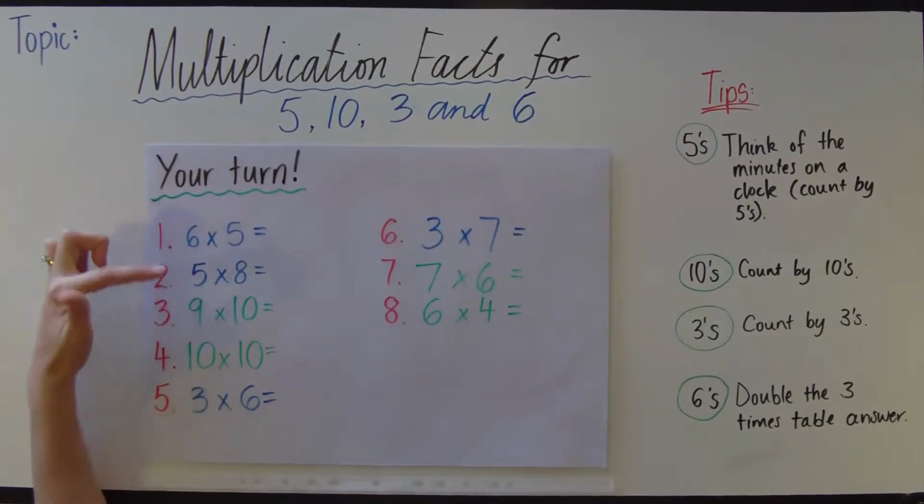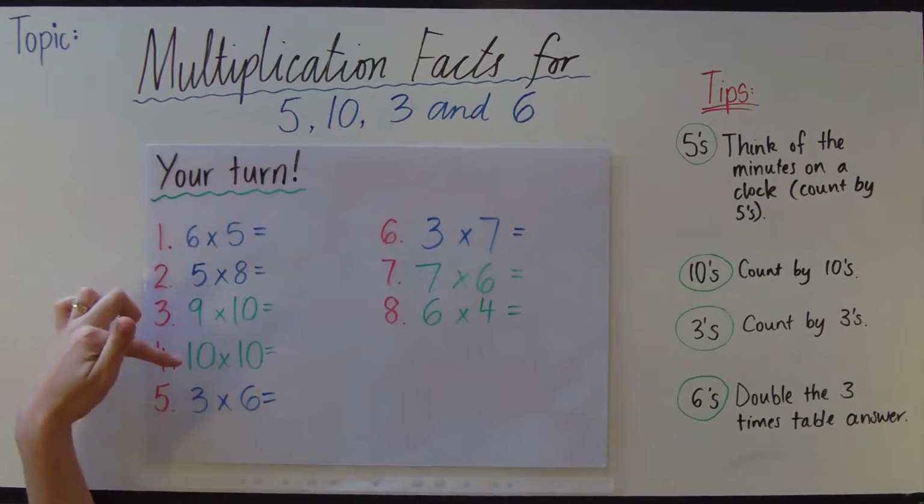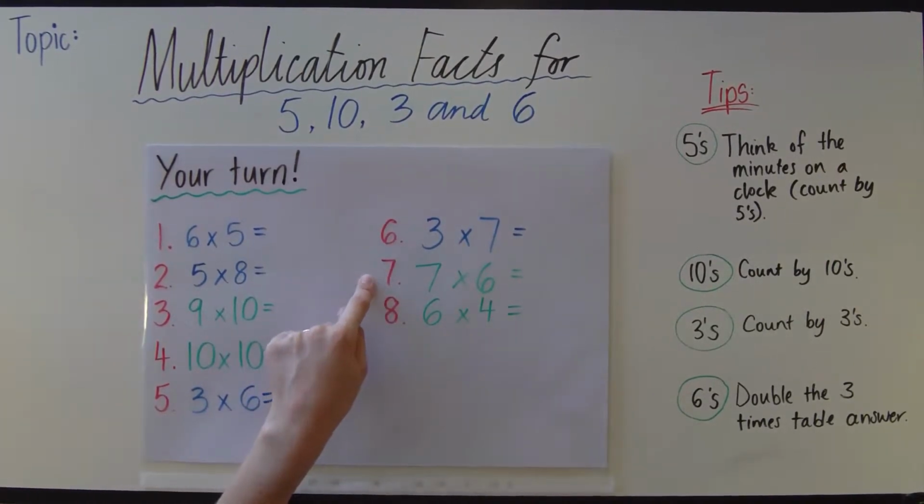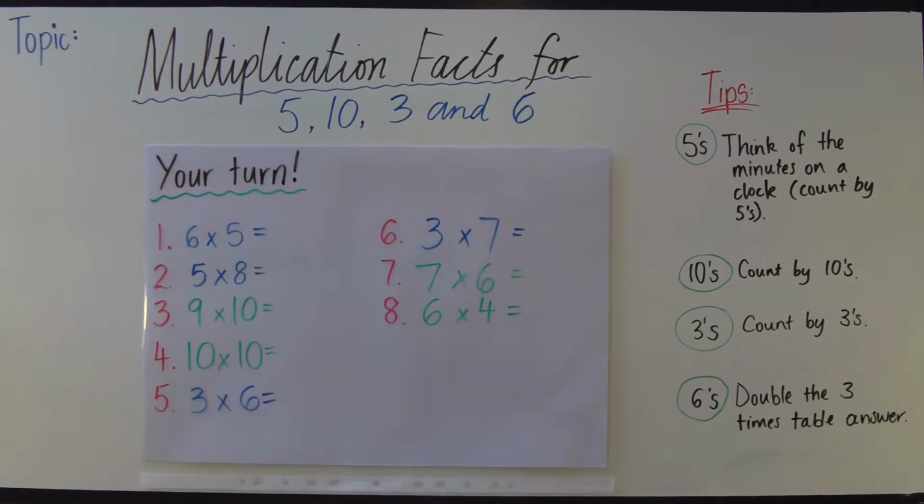So we've got a few here to try out. We've got 6 times 5, 5 times 8, 9 times 10, 10 times 10, 3 times 6, 3 times 7, 7 times 6, and 6 times 4. So Year 4s, have a go on your math sheet to work out those problems, and we'll have a chat about those and mark them tomorrow in class.